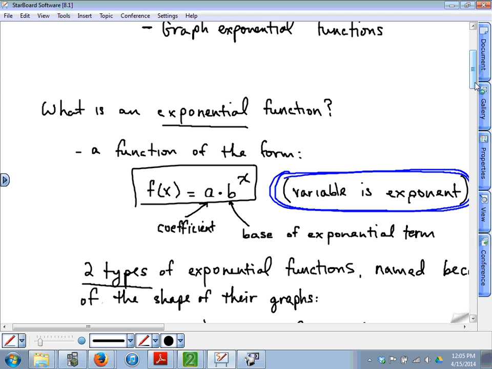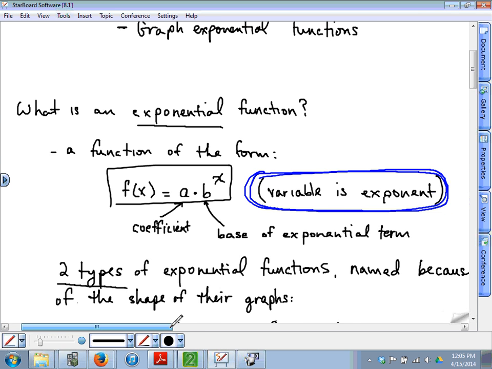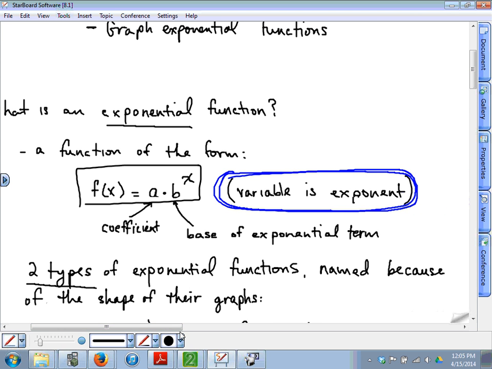There's two types of exponential function, and the names are given. They're primarily descriptive. The names are descriptive of the shape of the graph.